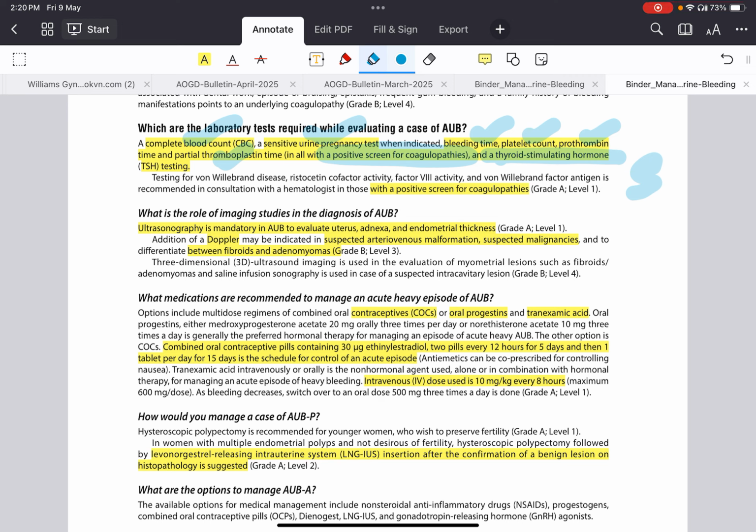Then, if the coagulopathy screen is positive, you'll consult a hematologist and do other tests like von Willebrand disease, ristocetin cofactor activity, factor 8 activity, and von Willebrand factor antigen. These are all later tests. So what are the imaging studies? You'll do ultrasound. You can add a Doppler for suspecting AV malformation, and for differentiating malignancy, fibroids, and adenomas. 3D ultrasound can also be recommended.